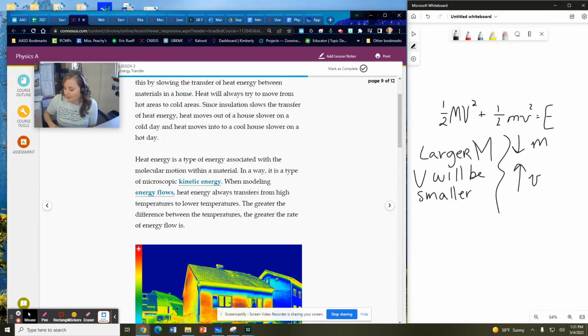It also talks about how the greater the difference between the two things, the higher the flow of energy. So if there's a profound difference, if you have a really hot object and a really cold object, the energy transfer will flow quicker. It'll have a greater energy flow.